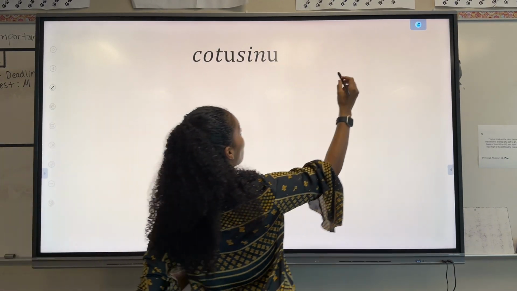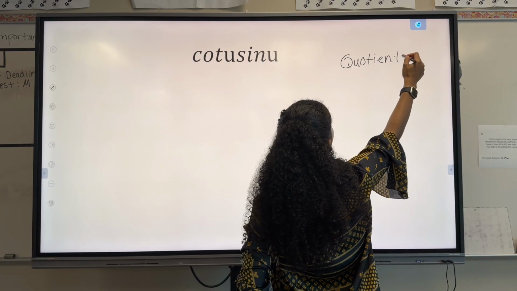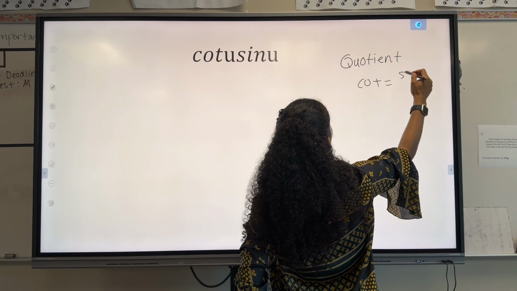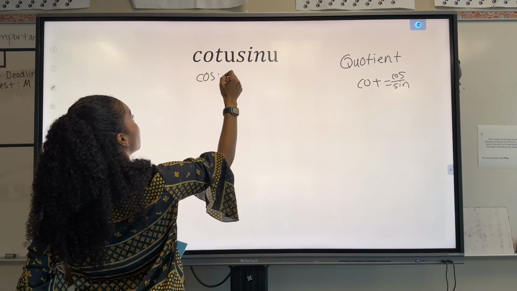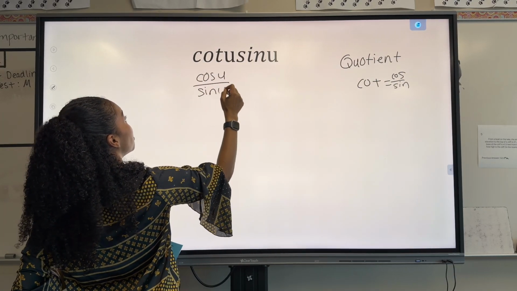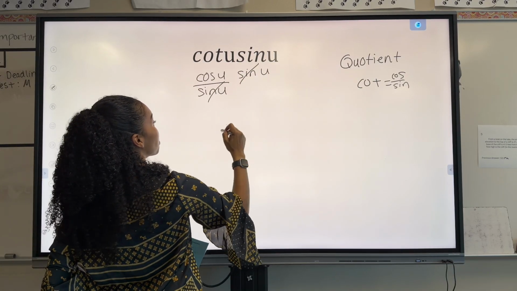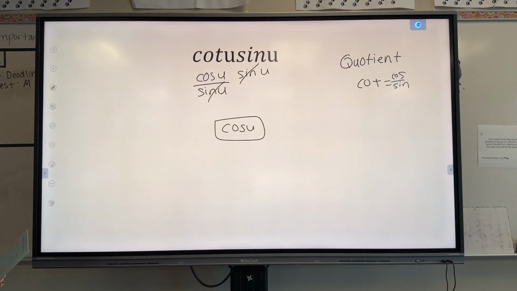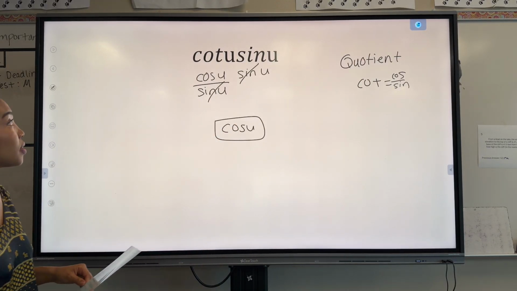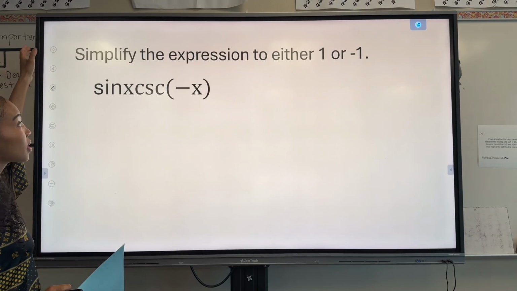Cotangent. Look at your quotient identity. What can cotangent be written as? Cosine over sine. Yep. So you have cosine u over sine u, and then you have sine u. Those cancel. This is equal to cosine u. And this time they're using the variable u instead of x or theta.